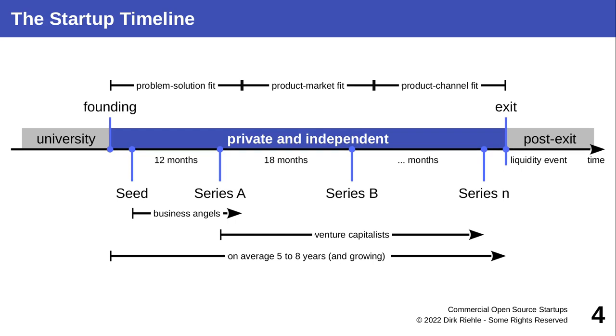So here you can see the Silicon Valley startup timeline, and it consists of the main part where you are a private and independent company, the startup, from your initial founding through maturity until some so-called liquidity event: either a company sale to some other company, you're being acquired or you merge, or even the coveted IPO, initial public offering of your company in a stock market or at a stock exchange.